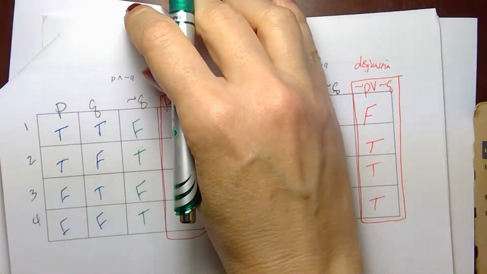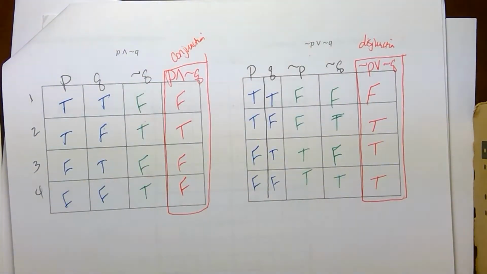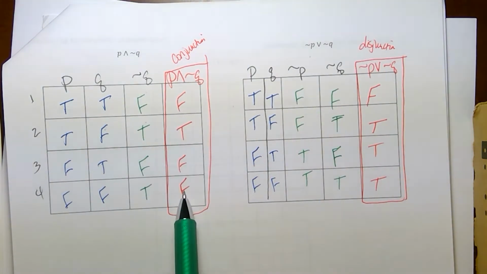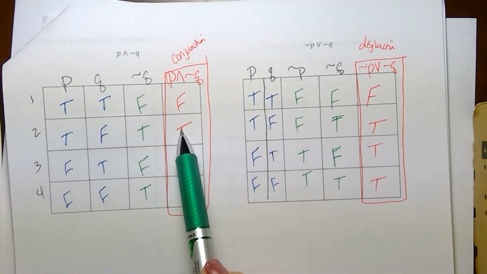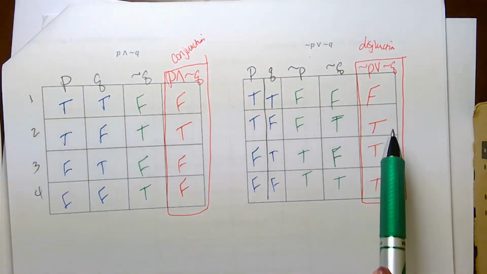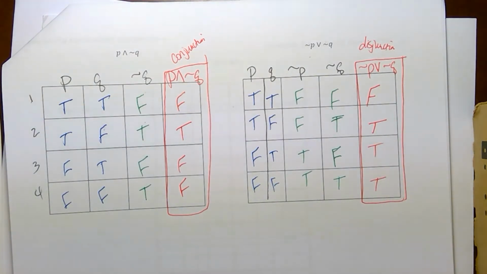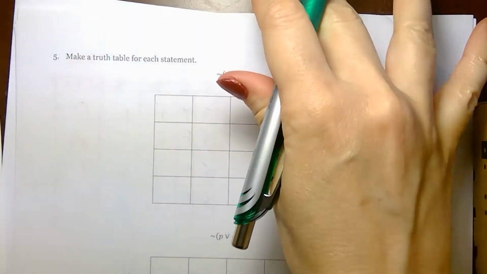What about these 2 truth tables? Are either one of them a tautology or a self-contradiction? No, because when I look at that final column, I've got 3 F's, 1 T. Over here, I've got 1 F, 3 T's. It's all or nothing for tautology and self-contradiction. We don't have all of either trues or falses in that final column.